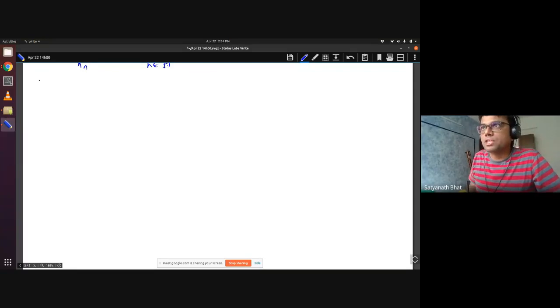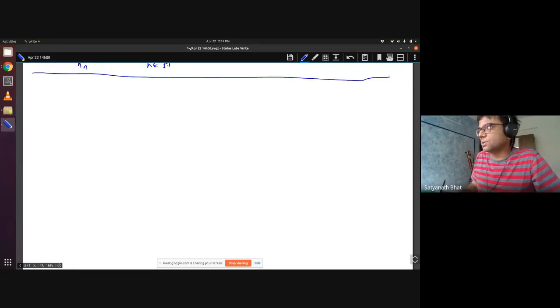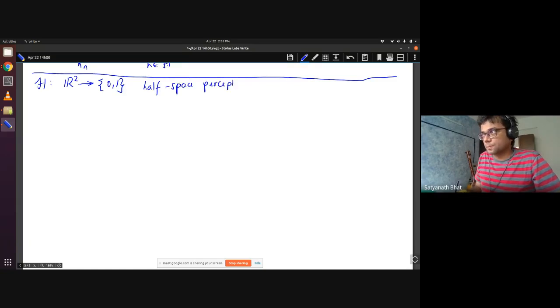Trying to compute the VC dimension of a hypothesis. Let us choose an H, which is a function from R2 to {0, 1}. So this is your half spaces, or perceptron. Now our idea is we want to compute the VC dimension of this particular example, this half space perceptron type of example.